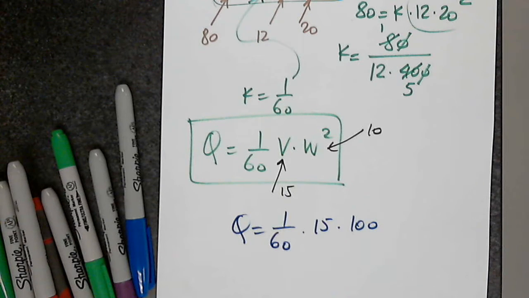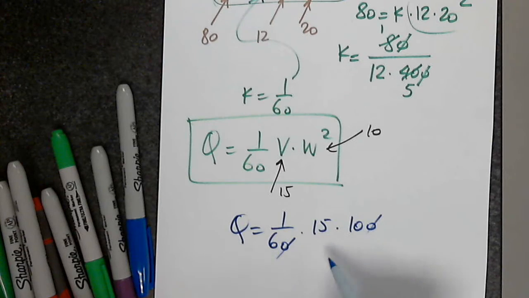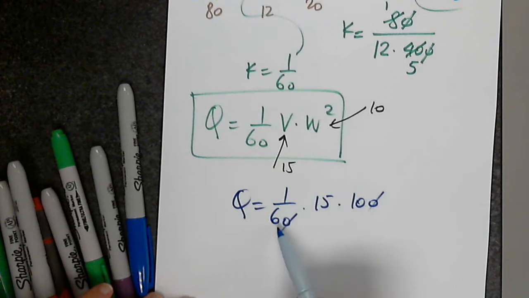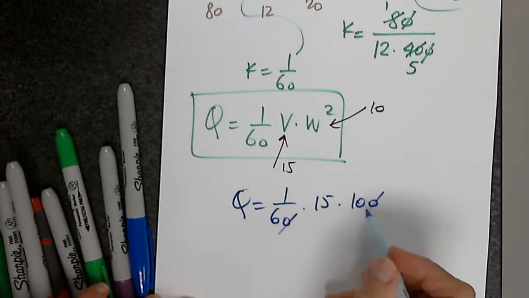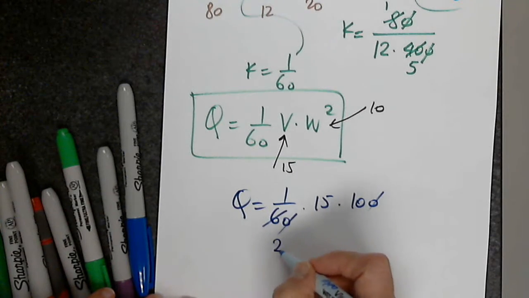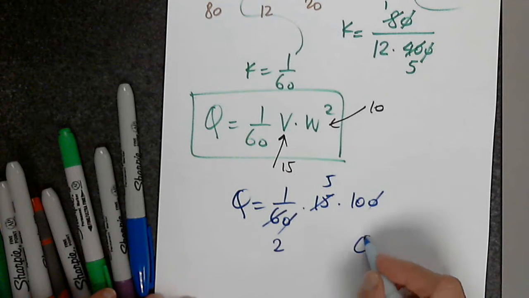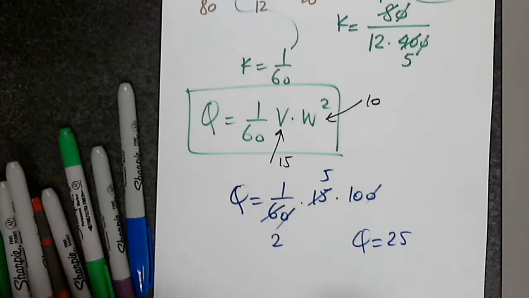So I will simplify. 15 and 60 is 4, and 100 divided by 4 is... what am I doing? Divided by 3, I started like that. So divided by 3, it's 2, and this is 5, so it's 50 divided by 2. Is that correct? Is it 25? Perfect.